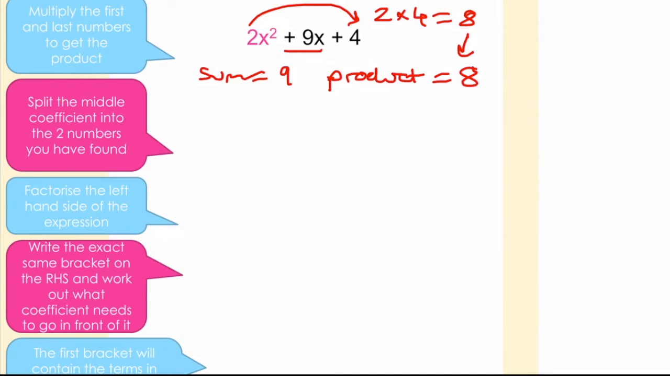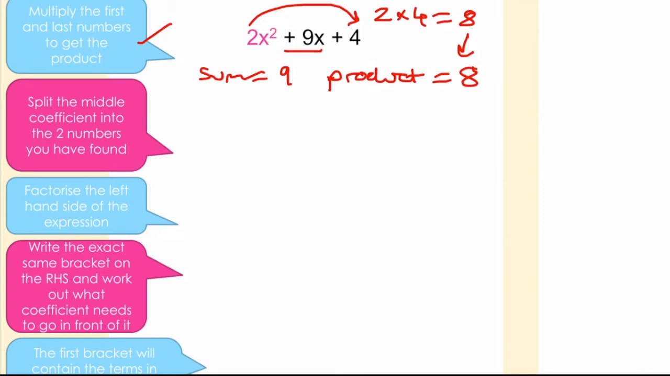So we've got to find two numbers with a sum of 9 and a product of 8. Now these ones, a lot of people often forget this, it's just 1 and 8. So remember, it can be 1 and the number. 1 times 8 is 8, 1 plus 8 is 9. So we've done that first bit, which is to multiply the first and last numbers to get the product. Next, we've got to split the middle coefficient, so that's that 9x, into the two numbers we've found.